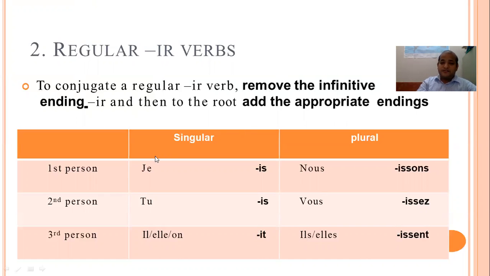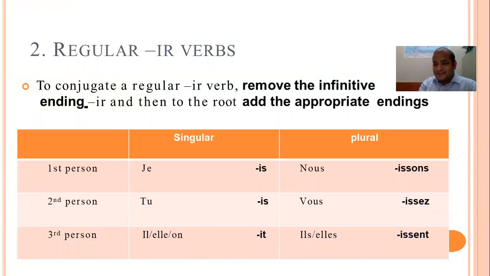In the first person singular, with je, the ending is IS. So remove IR and put IS. Then with tu, the second person singular, it is again the same ending, IS. But in the third person singular, that becomes IT. Remember, if you remember the endings S, S, and T, then it will be the key for you to remember the endings. So you will never get confused about what to write when.